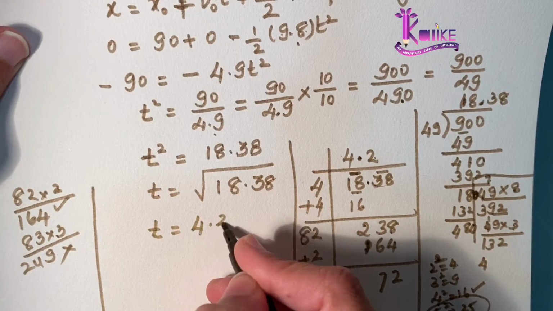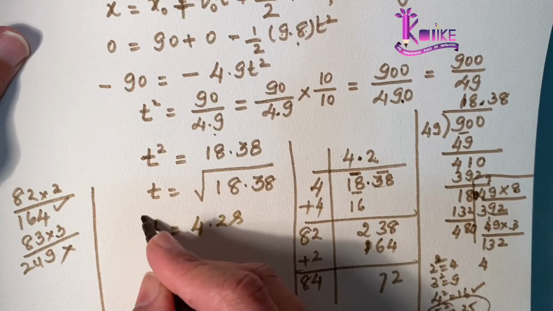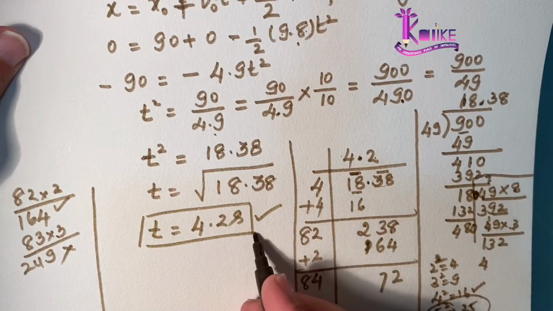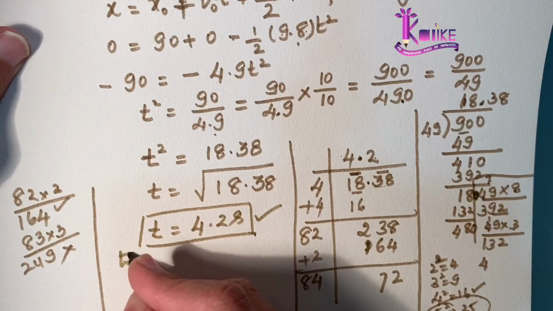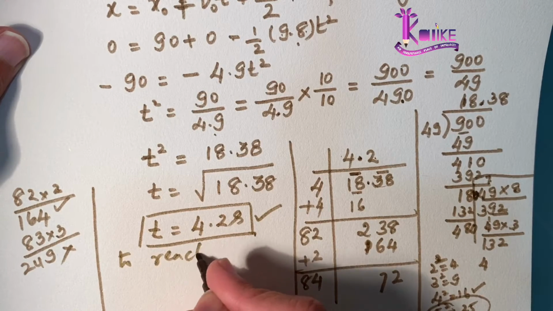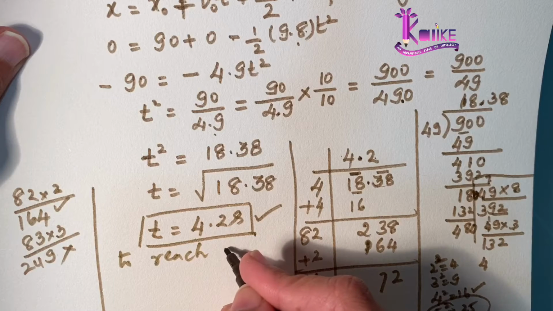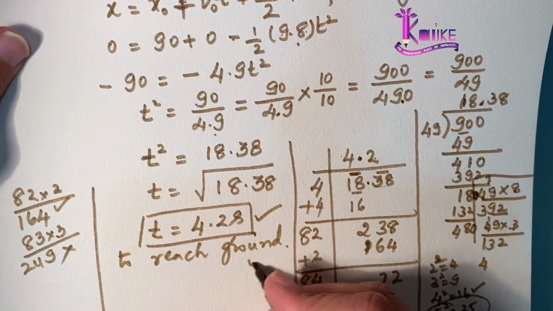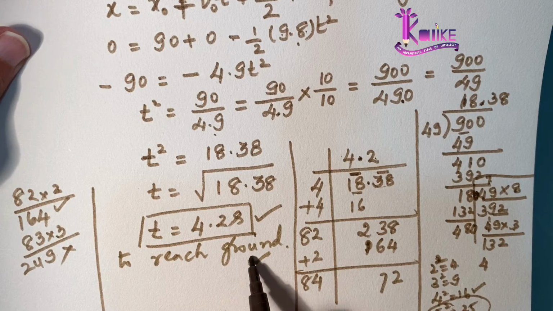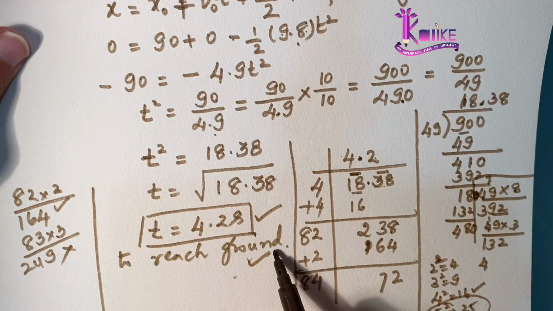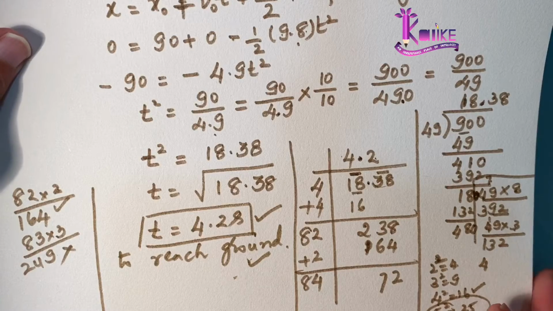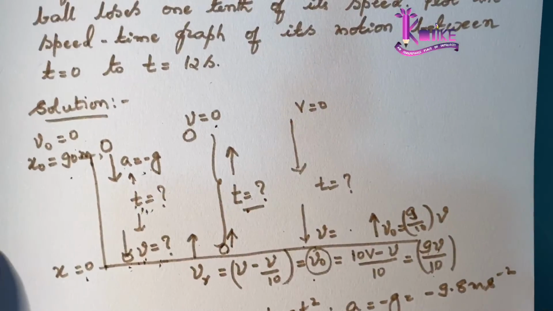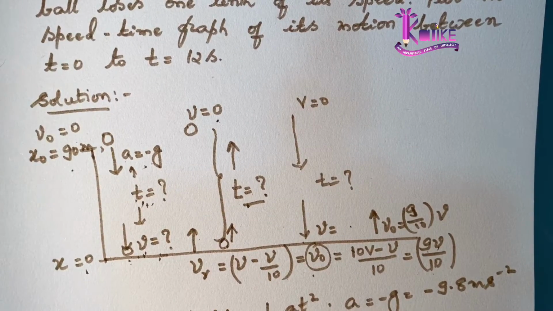But I'll keep it as such, 4.2 seconds. So this is the time taken by the ball to reach the ground. So it takes 4.2 seconds to reach the ground, right? With this information, I can even calculate the final velocity of the ball before reaching the ground. You can make use of one more equation of motion to find that out.